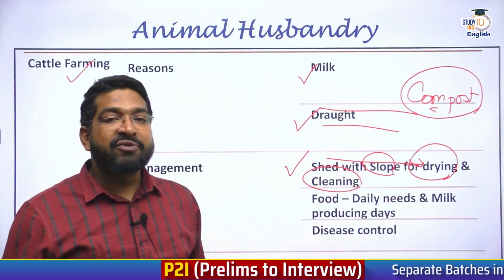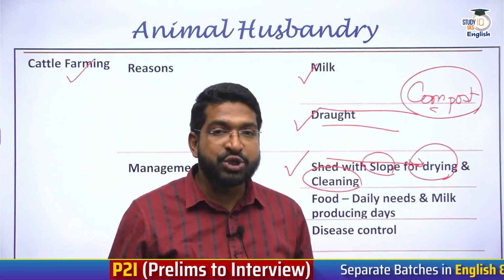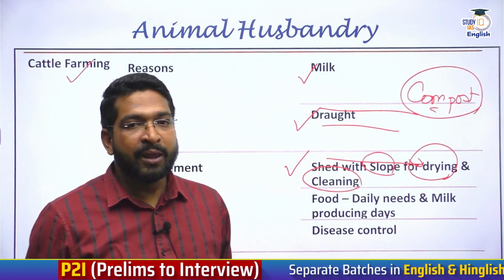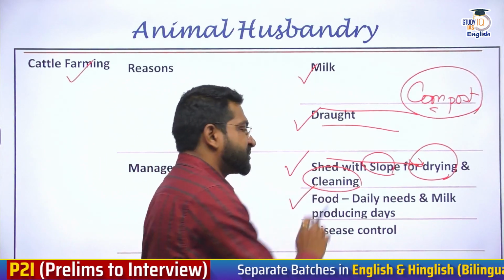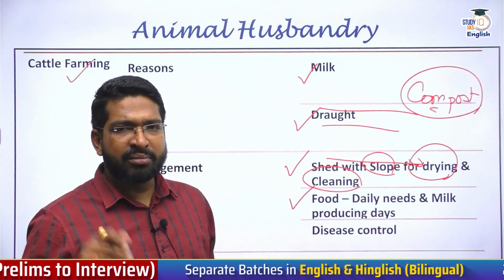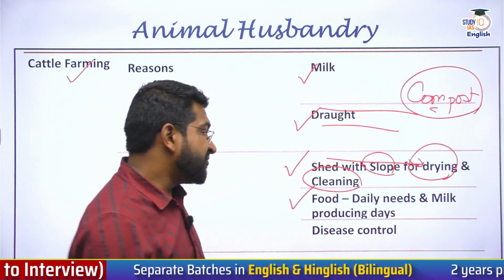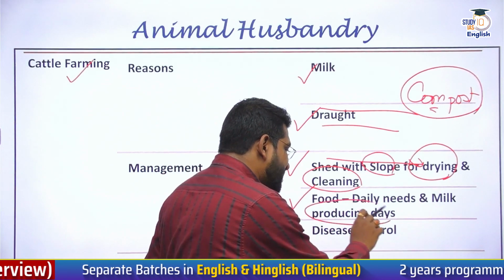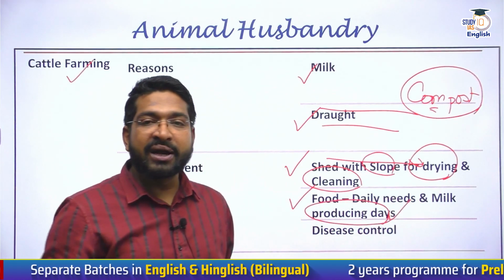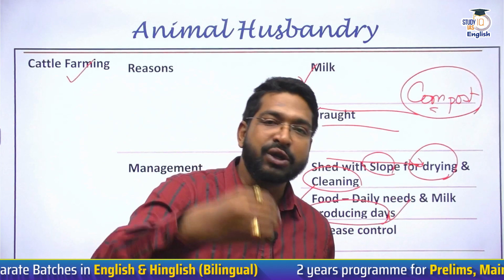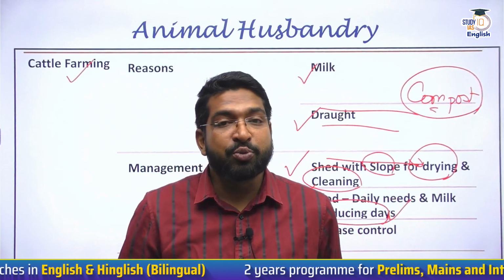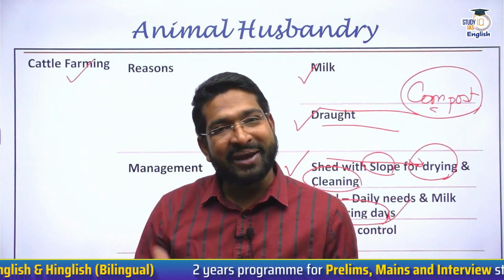Apart from that, I have to provide proper nutritious food to these cattle. Nutrition for daily needs, right? Green leafy grass for daily needs. And whenever they are lactating and producing milk, I need to provide them with specific nutrients so that milk production is more and more, because it is going to improve my income.